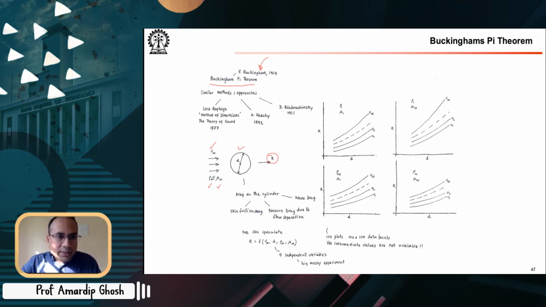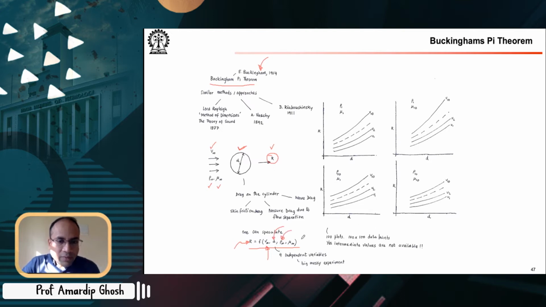Now, the essence of the work is something like this. Suppose you have a cylinder of diameter d exposed to a flow field like this, and we have a functional relationship between the variables. So it is common sense to understand that the drag force, in this case R, would be a function of some of these variables, such as the flow speed to which the cylinder is exposed, the dimension of the cylinder, the density of the flow field.